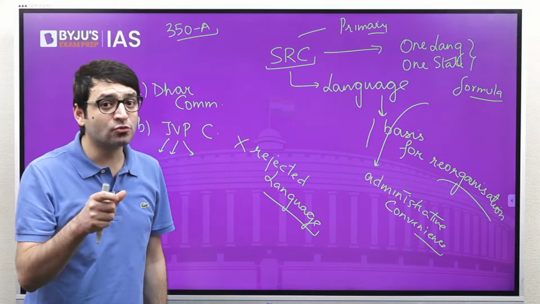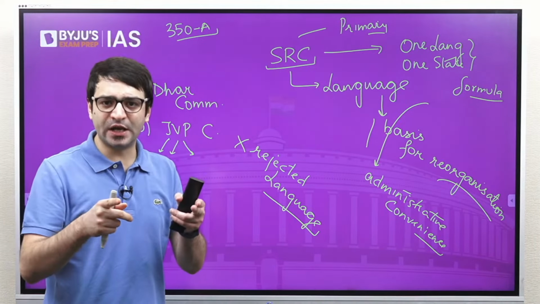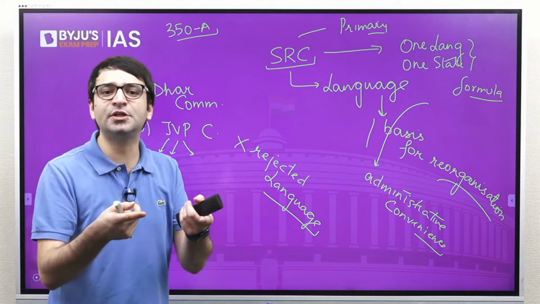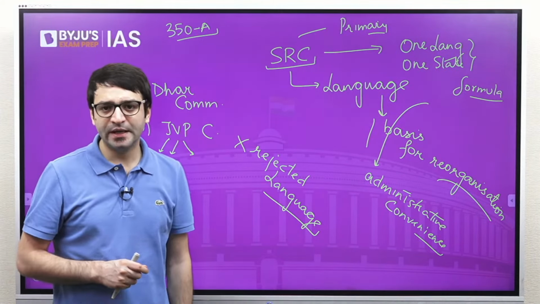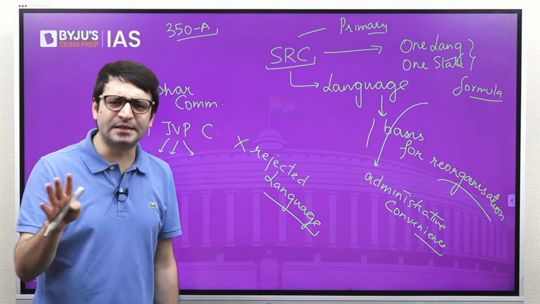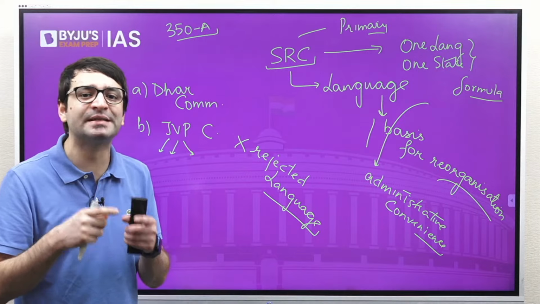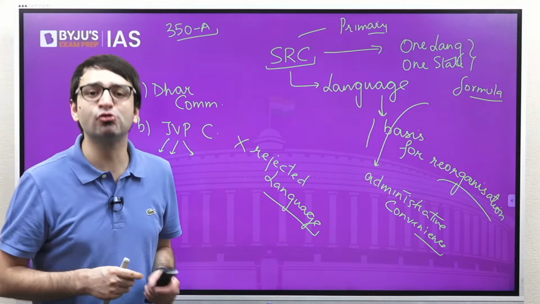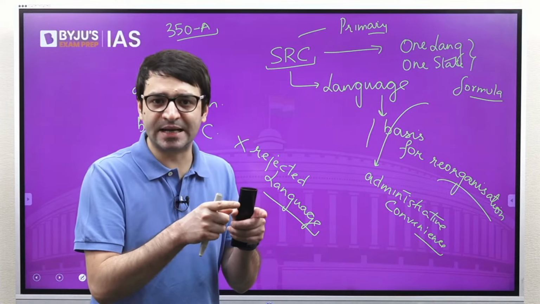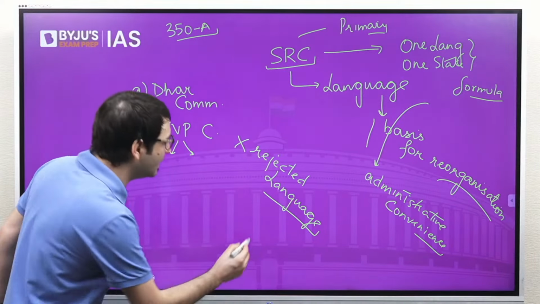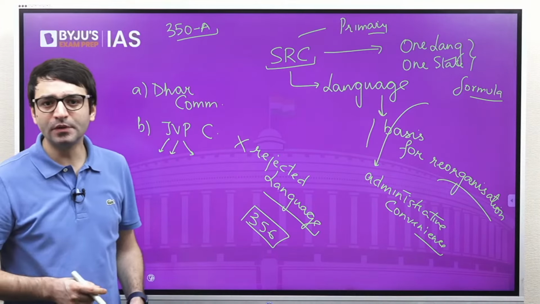What if the state does not follow this directive? In that case, a directive can be issued by the central government under Article 365. And if any state government fails to abide by this directive issued by the center, then it can be construed that there is a breakdown of constitutional machinery in that state, and President's rule under Article 356 can be imposed.